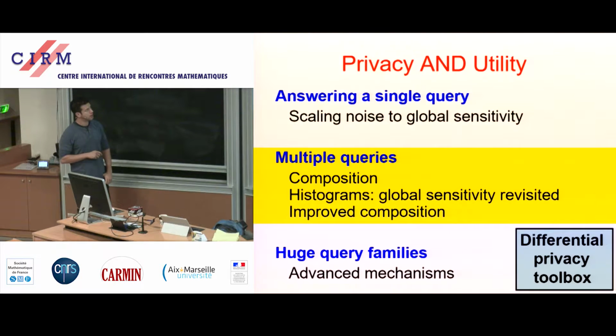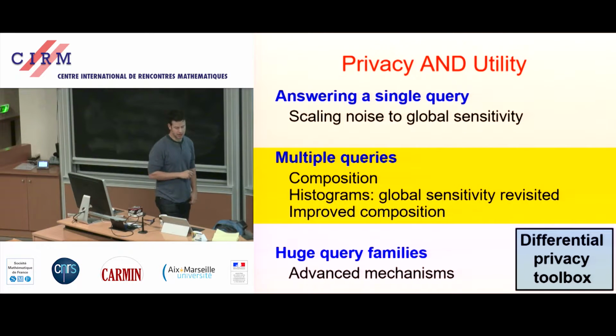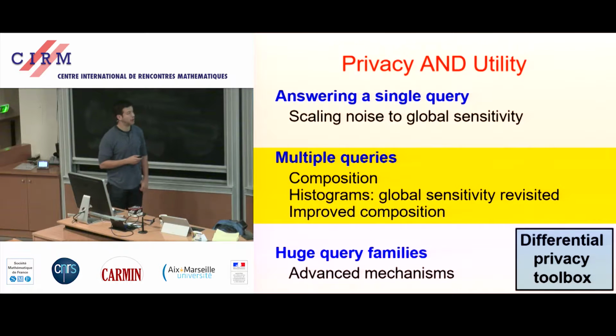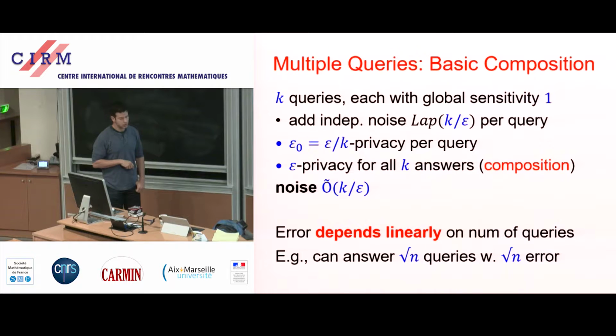Okay, so what I want to talk about today is how to answer multiple queries, and even, I hope we'll get to how to answer huge query families, and develop a little bit of a toolbox for constructing differentially private algorithms. I showed you how to answer a single query using the Laplace mechanism, but of course you're already very well informed and you know that differential privacy composes, so if you want to answer multiple queries, you could simply keep adding noise, answer every query with independent noise.